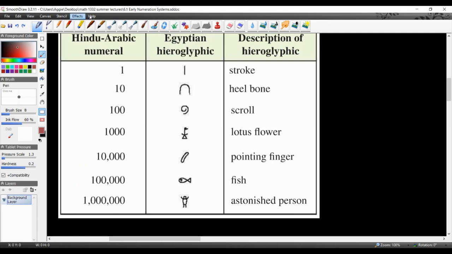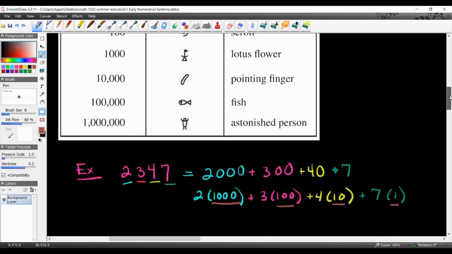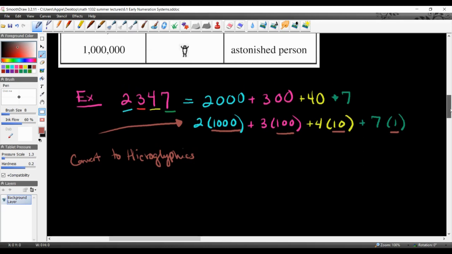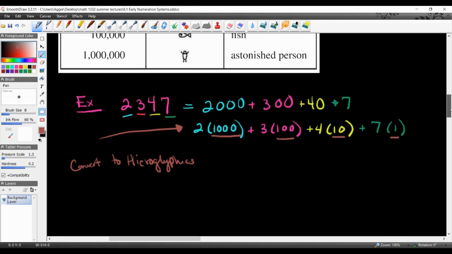Okay, so once you've broken it down into this form, we're going to convert to the hieroglyphics. I do not know how to spell that. Hopefully I spelled it right. Okay, so to do that, we're going to use our system up here. And again, I'm going to be going back and forth, but you have it in your book. So if you're not sure, take a look at it there or write it down.